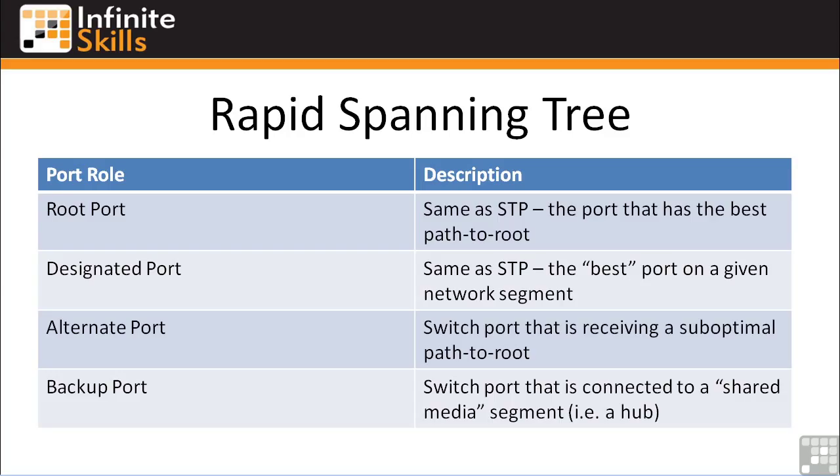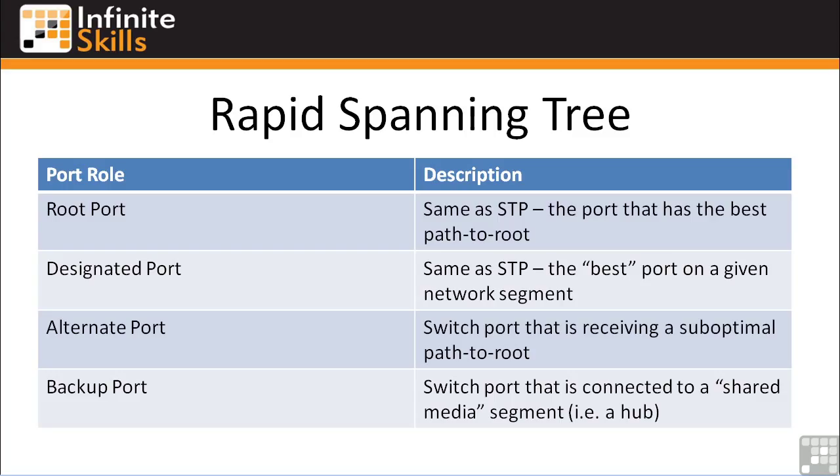However, rapid spanning tree also introduces two other port roles. We have an alternate port and a backup port. Alternate port is the magic, if you will, of how rapid spanning tree converges so much more quickly. An alternate port is generally a discarding port. It's a switch port that's receiving a suboptimal path to root. Now, this particular port type doesn't necessarily forward traffic for that segment. It does not necessarily have to be a designated port. It could be a discarding port.